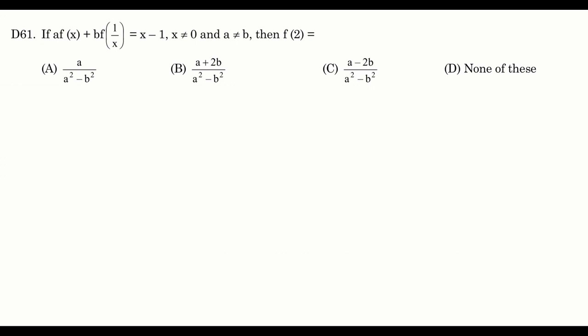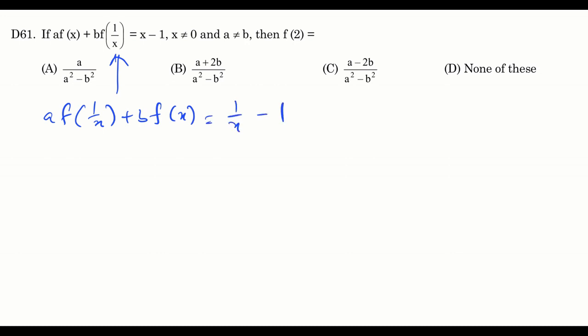Now this is a very common one. What I do is, in this functional equation, I replace x by 1 by x. Then I will have a into f of 1 by x plus b into f of x is equal to 1 by x minus 1.